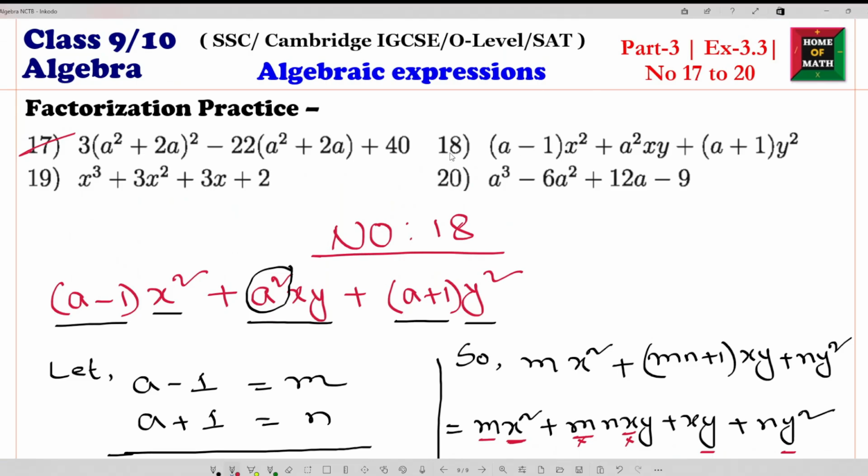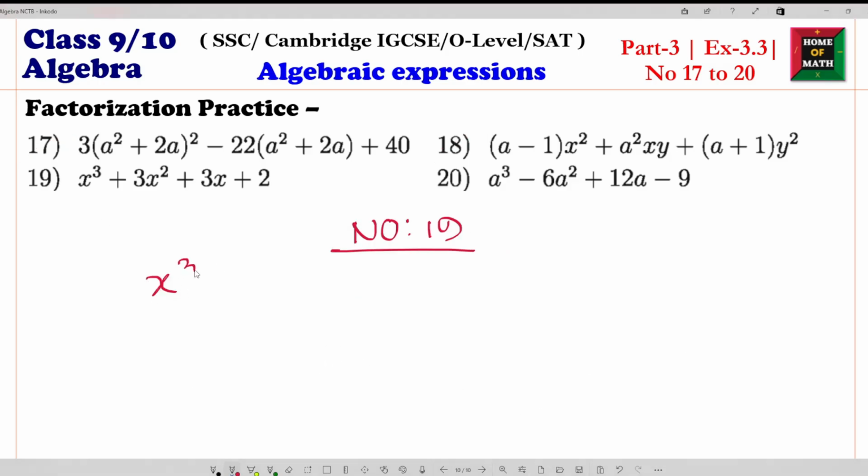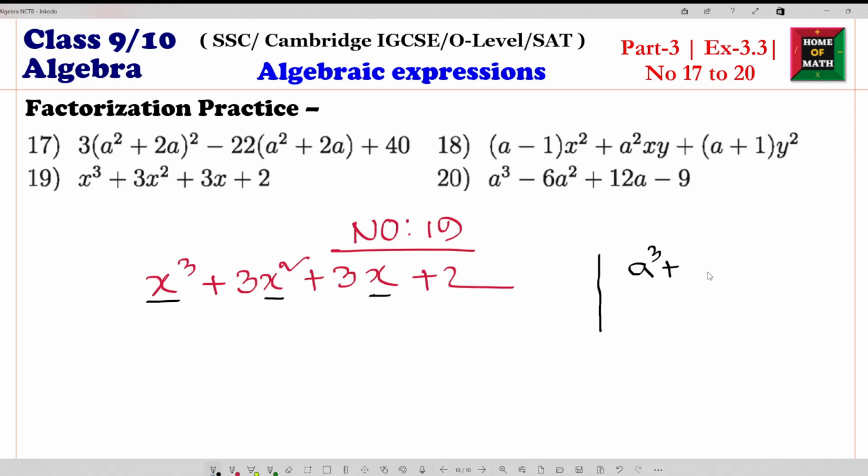So number 18 done. Now we will start number 19. Number 19: x³ + 3x² + 3x + 2. So this one, look, here is x³, here is x², and here is x. It's looking like a³ + 3a²b + 3ab² + b³. How?